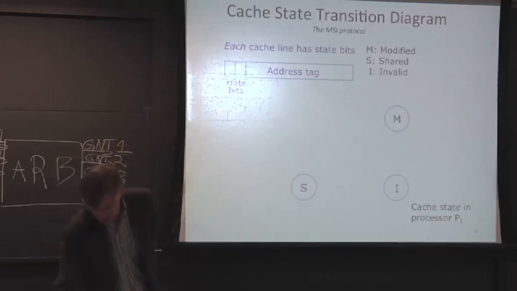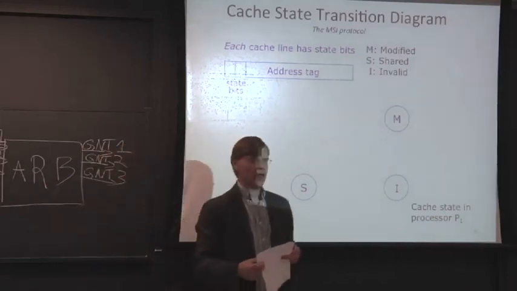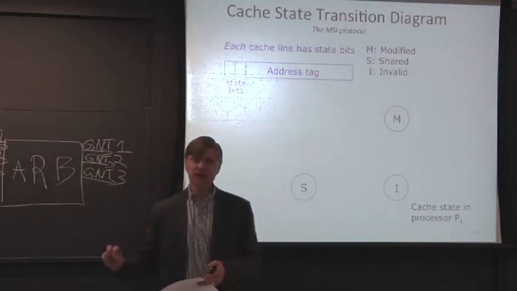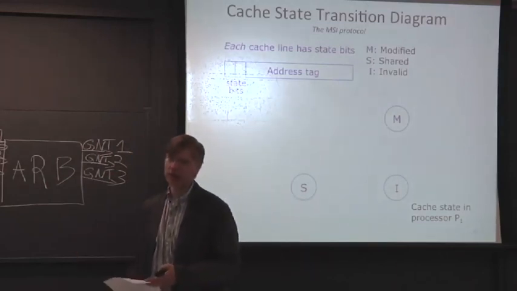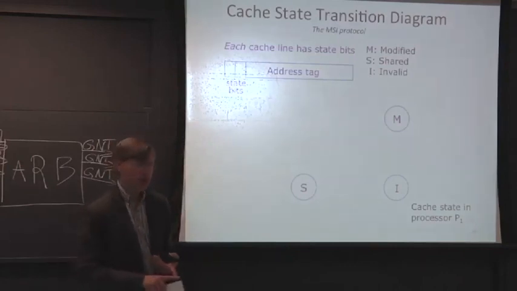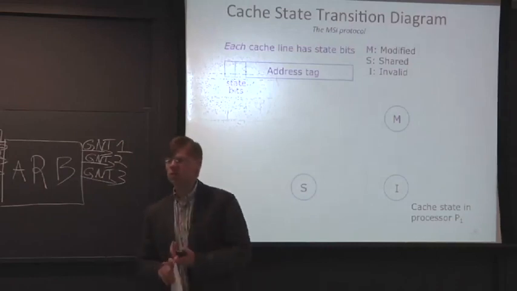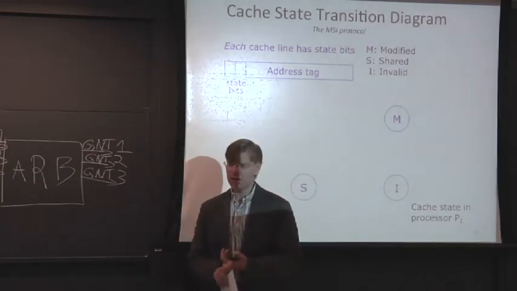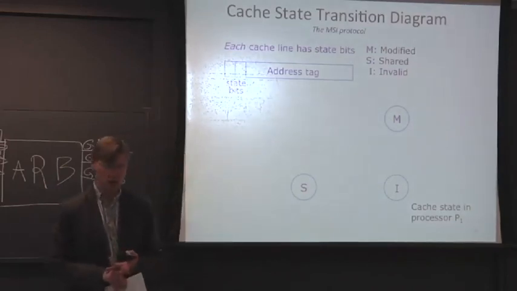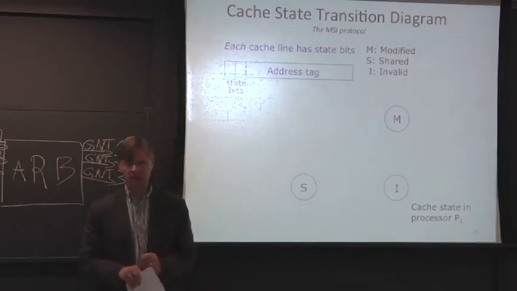OK, so let's take a look at the extra information you need to add into a cache in order to implement something like a write invalidate protocol. We're going to look at a base case here, which is called an MSI protocol. This is one of the basic ones that you'll see. And there are some extra bits that are added here.